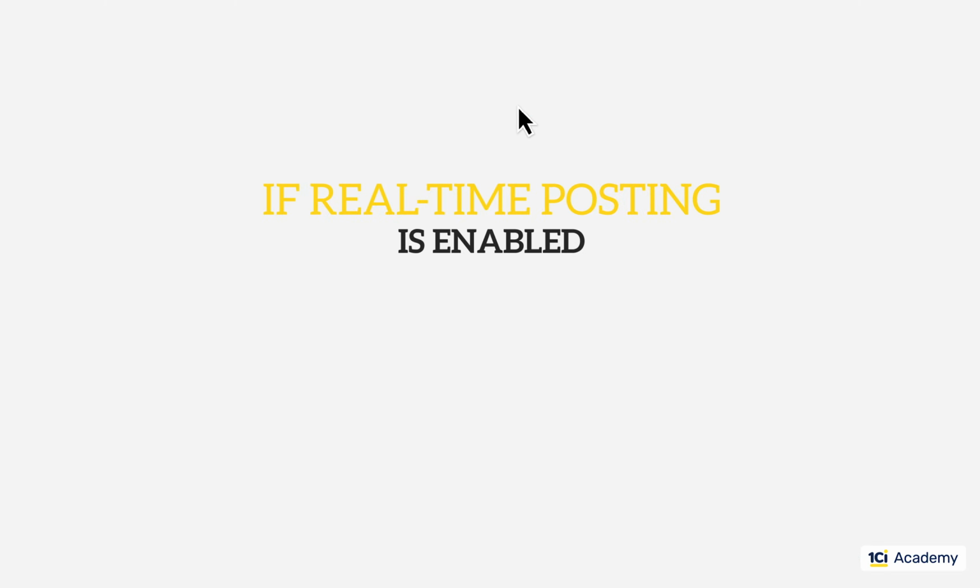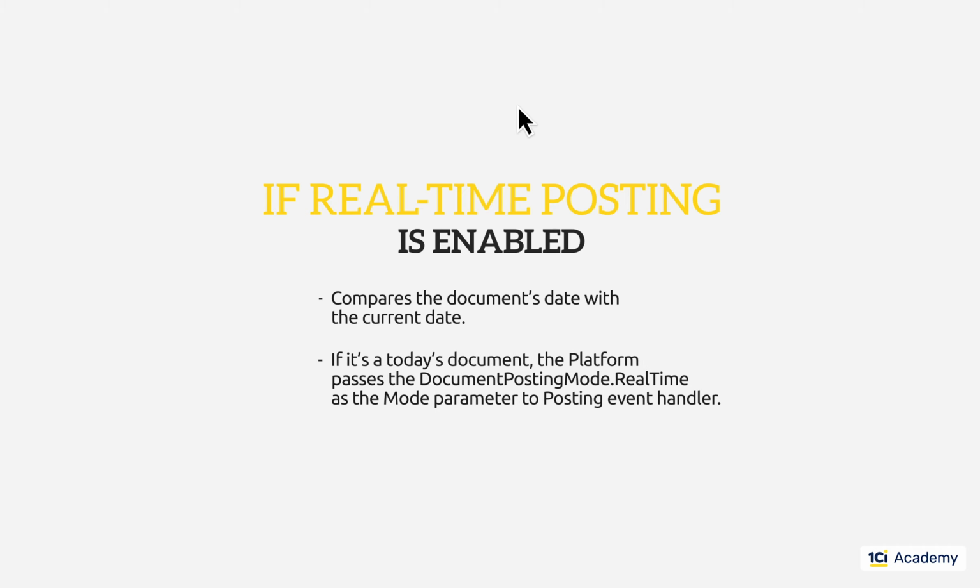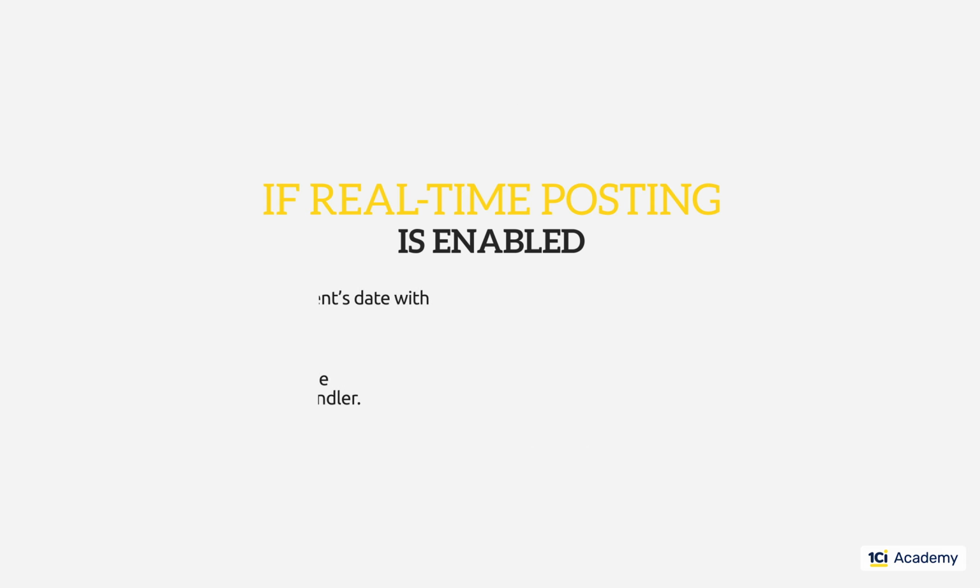So, this is what the platform does when real-time posting is enabled. First, it checks the document's date. If the date is the same as the current system date, it sets the mode parameter to real-time, telling the posting event handler that all necessary checks have to be made. Note that only the date is taken into account. Time is just ignored, and now I'm going to show you why.